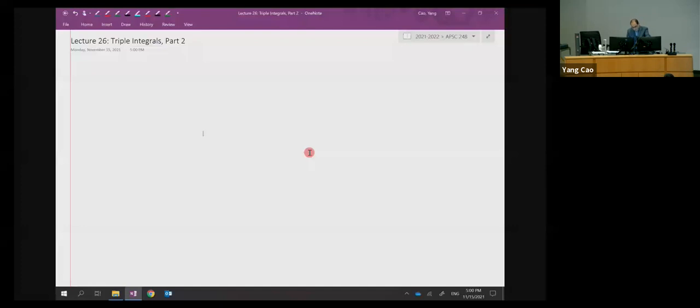All right, good evening. Let's get on with our lecture. Welcome back from the break. So we'll continue on the triple integral as we have started from the previous week. We started the triple integrals. Let's do a little bit of review. Basically, we started the triple integral in Cartesian coordinates.